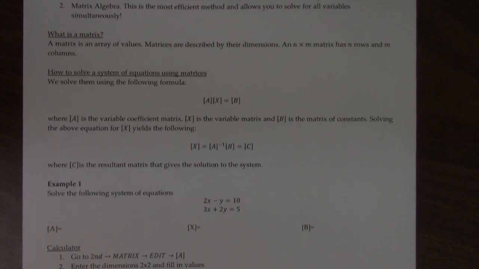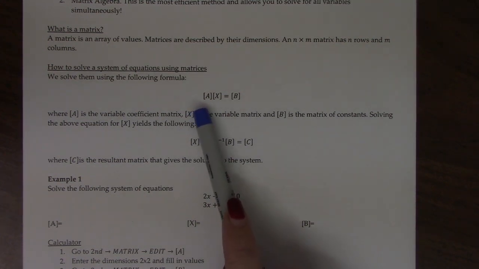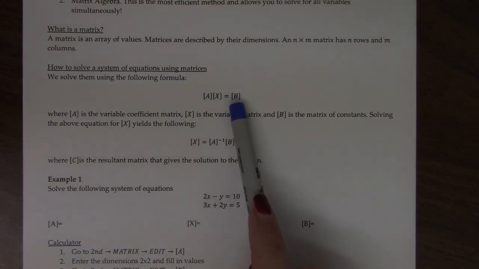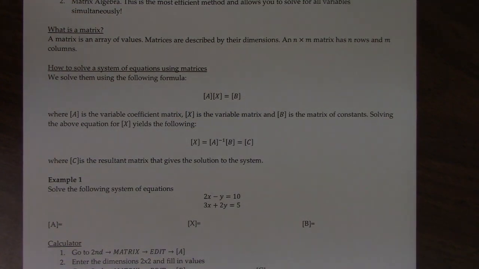If we want to solve a system using matrices, A is the coefficient matrix. It's all the numbers that go in front of the variables. X is the variable matrix. And then B is the matrix of constants. So we're going to show you how to set this up.